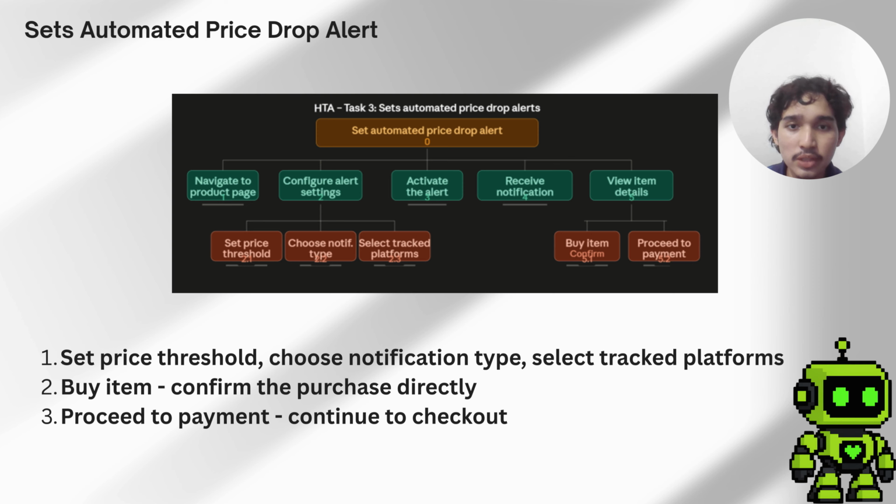Once activated, the user receives a notification when the price drops, and can then view item details, which branches into two final actions: confirming the buy or proceeding directly to payment. This task demonstrates the automation feature that reduces the need for users to manually monitor prices.